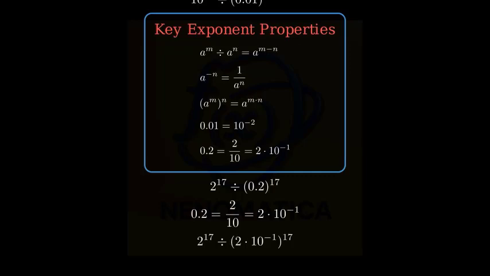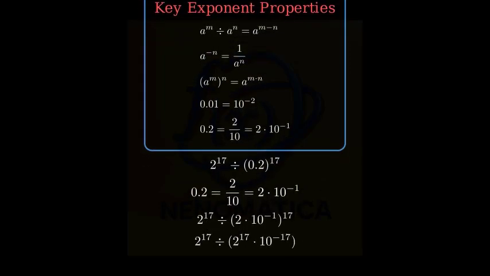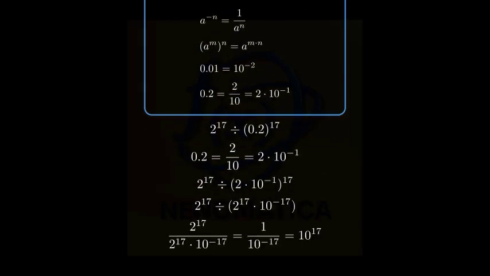Using the property that when a product is raised to a power, we can distribute the exponent to each factor, we get 2 to the 17 divided by the product of 2 to the 17 and 10 to the negative 17. This simplifies to 1 divided by 10 to the negative 17, or 10 to the positive 17.